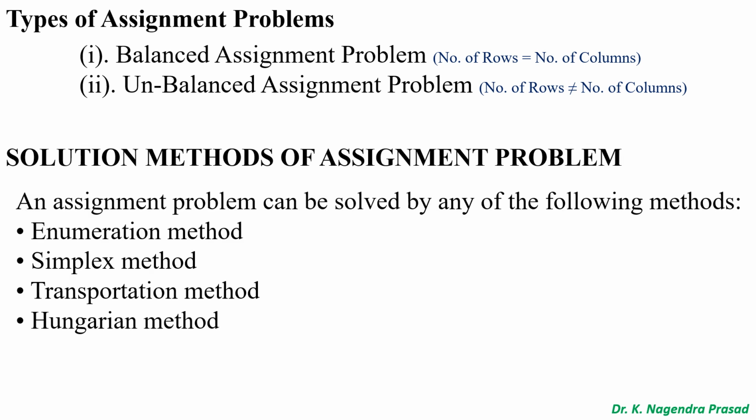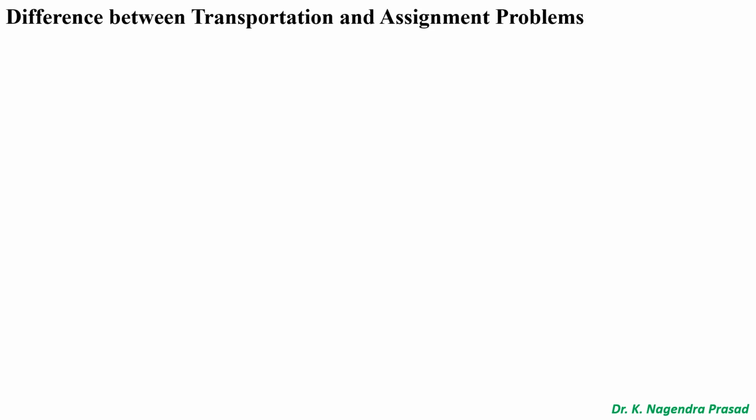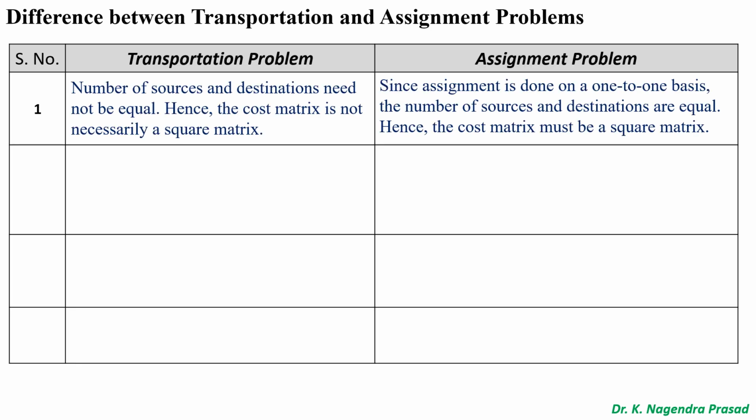In general, the solution methods for assignment problems are the enumeration method, simplex method, transportation method and the Hungarian method. In most conditions we apply the Hungarian method. Next, let's see the differences between the transportation and the assignment problem. The first difference: in the transportation problem, the number of sources and destinations need not be equal. Hence the cost matrix is not necessarily a square matrix.